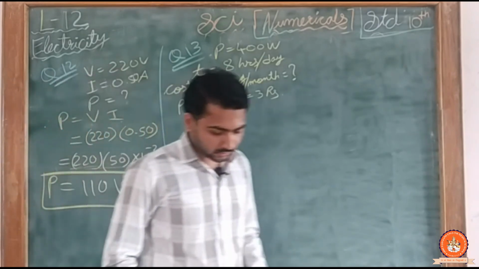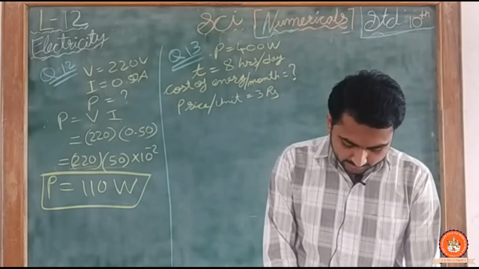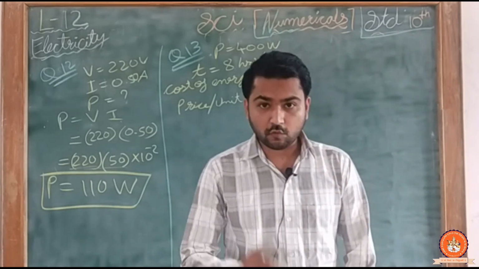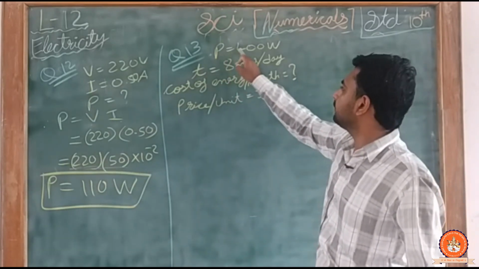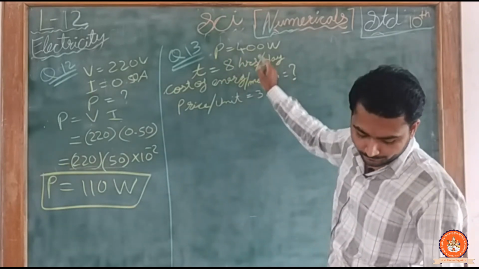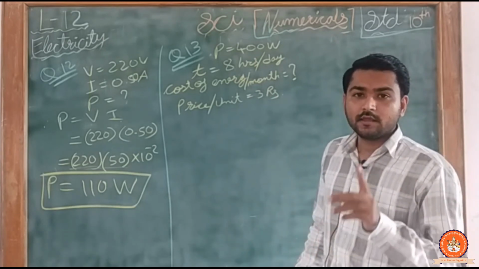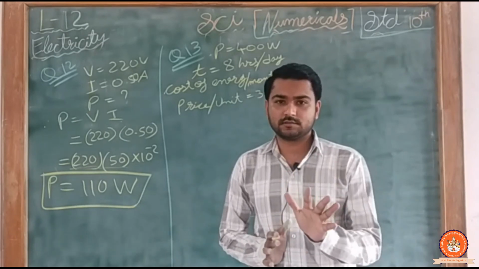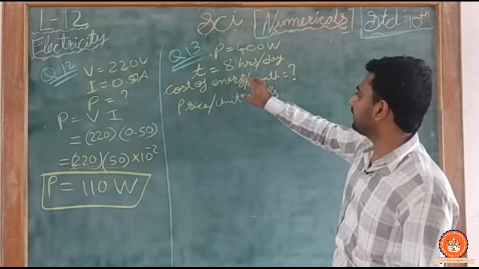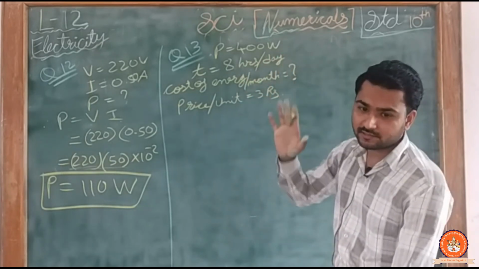Now coming on the question number, or you can say example number 13. An electric refrigerator rated 400 watt. We have one refrigerator and its value is P is equal to 400 watt. Now operating for 8 hours per day. In a day we are operating this refrigerator for 8 hours. Okay, so I am writing here 8 hours per day. इसका मतलब क्या हुआ? 8 घंटे दिन के चलते हैं.